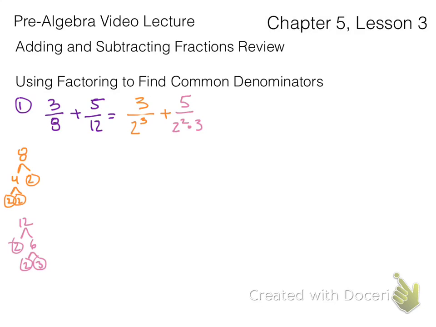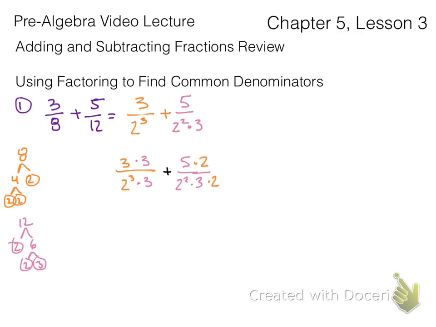And 12 breaks down into 2 times 2 times 3. So basically, I need to get it so that both fractions have the same denominator. You see how I've got the 3 over 2 to the third? I need to get a 2 to the third under the 5 over 2 to the second times 3. So that's what I'm going to do.